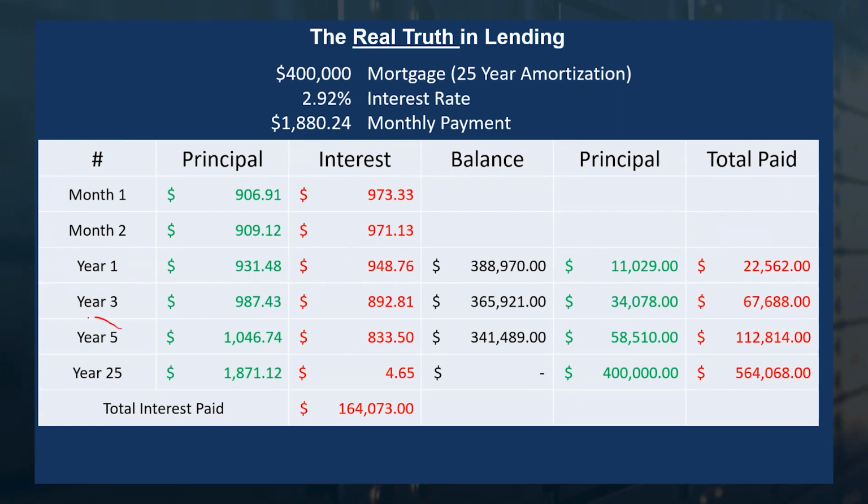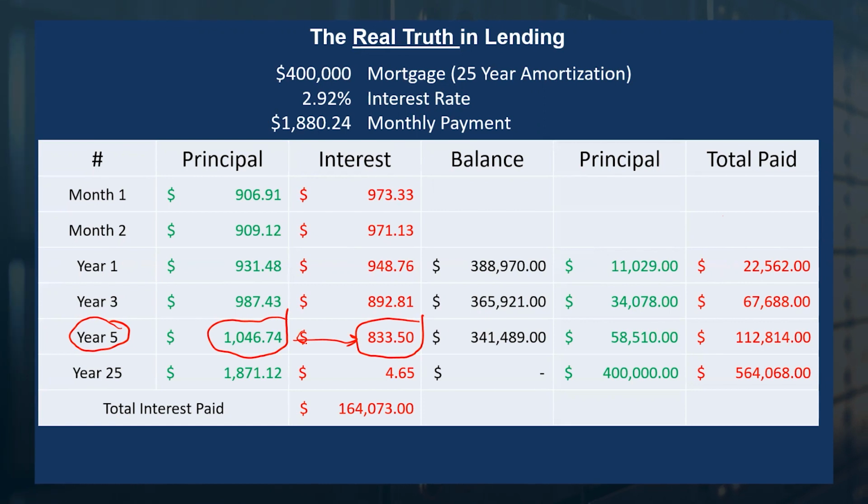Now, if we stay in the house for 5 years, this is the principal that we are now paying on the mortgage, 1,046. This is the interest that we're paying on the mortgage. Now, the difference between principal and interest is, again, not 2.92%. The interest is still a big chunk of the monthly payment, right? So again, you may be hearing me repeat myself many times during this example, but it's so important to understand the difference between interest rate and interest volume.